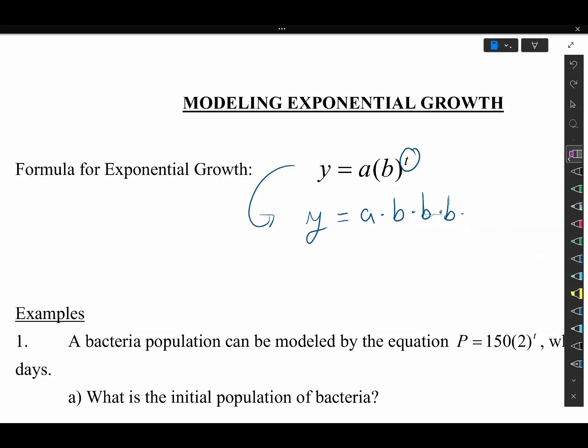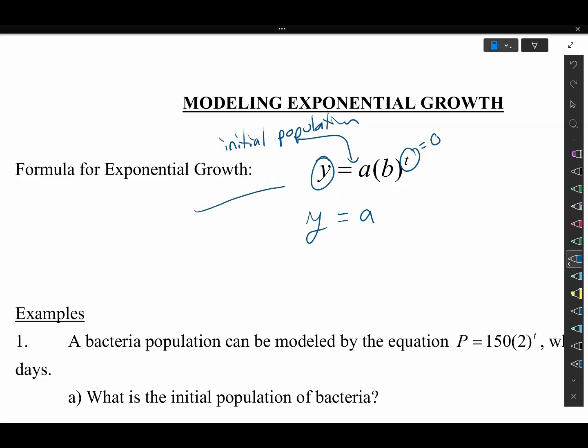Now that is, if I'm looking at a certain population, it's going to start with an initial population a. And we can see that in our equation. If we have not had any days go by, then this is just going to be the amount. That is, if our t equals 0, then our population, which is y, the population at any given time, or the modeled population, will simply be equal to a. That is, b will never show up.